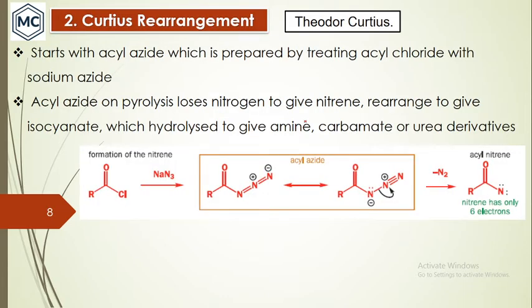Next rearrangement is the Curtius rearrangement, named after Theodore Curtius. In this reaction, the difference is you are starting with acyl azide, RCON3. In Hofmann we started with N-bromoamide. So in Curtius we are starting with acyl azide, and this azide is usually prepared by treating acyl chloride with sodium azide, and you get acyl azide. So in Curtius our starting material is acyl azide.